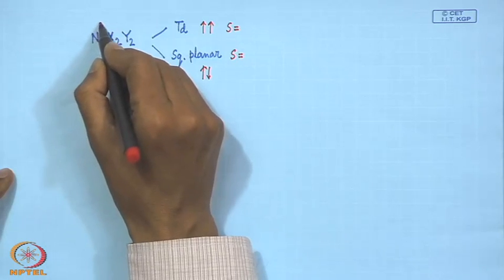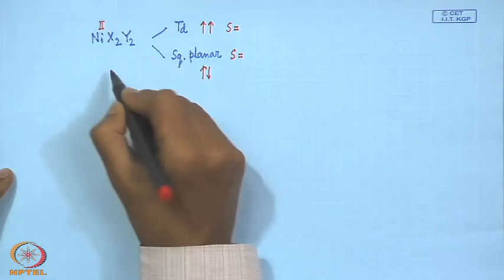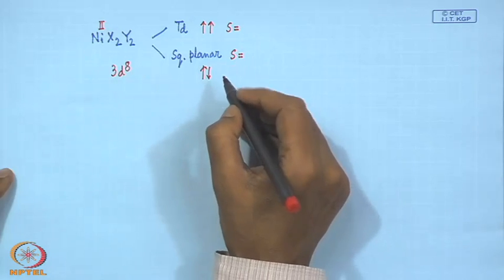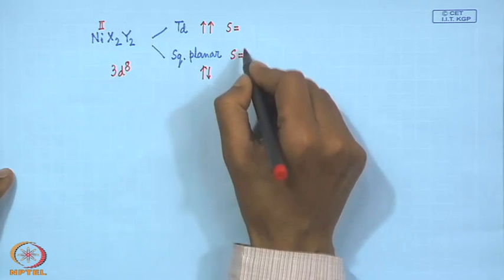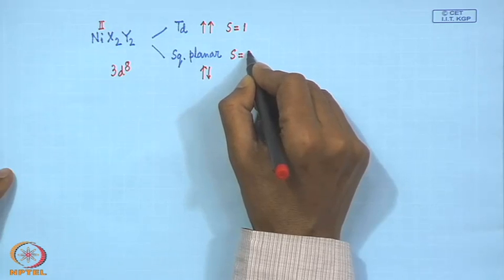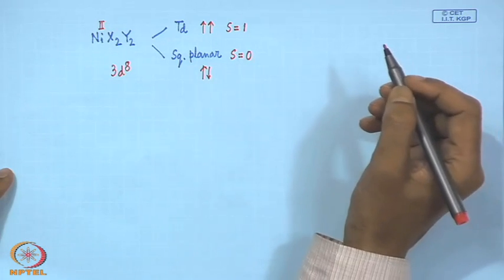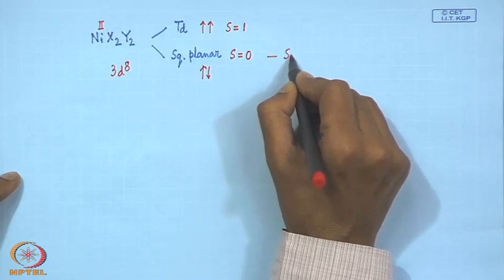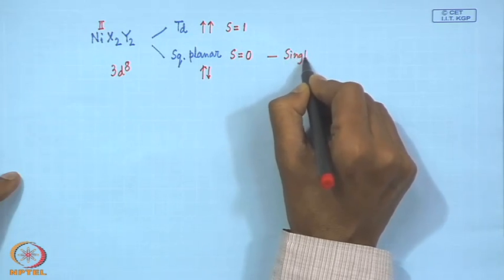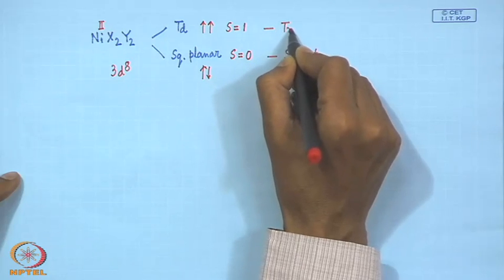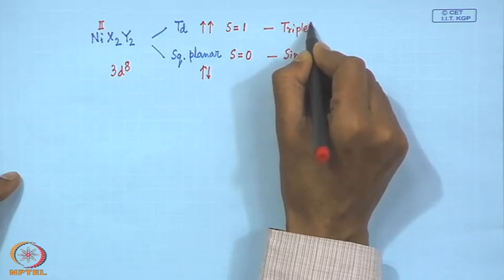So, if it is nickel in +2 oxidation state, which is a 3d8 configuration, here you have electronic configuration S equal to 1 and here all the electrons are paired, S equal to 0. So, this we will call a singlet spin state, and this we will call a triplet spin state.